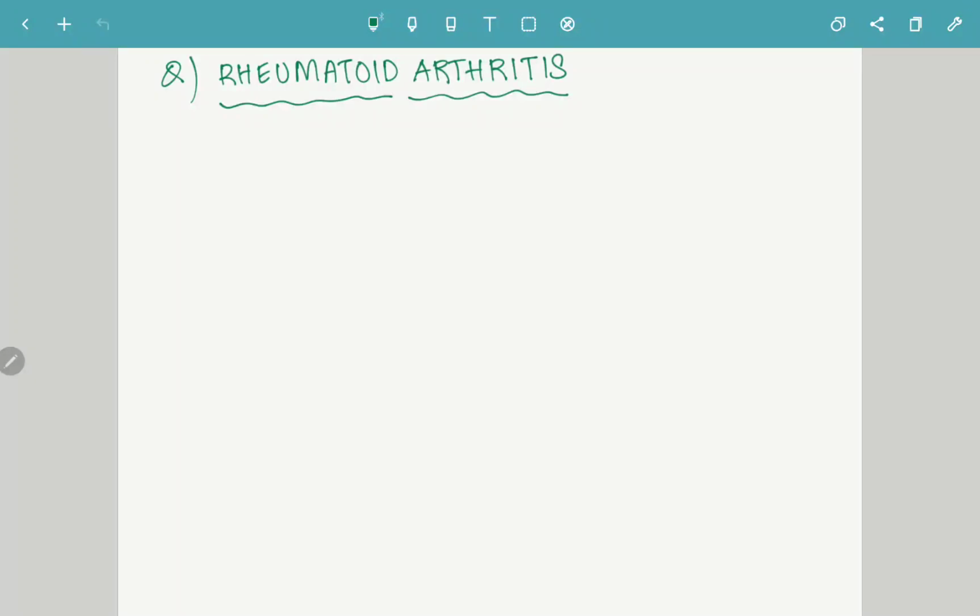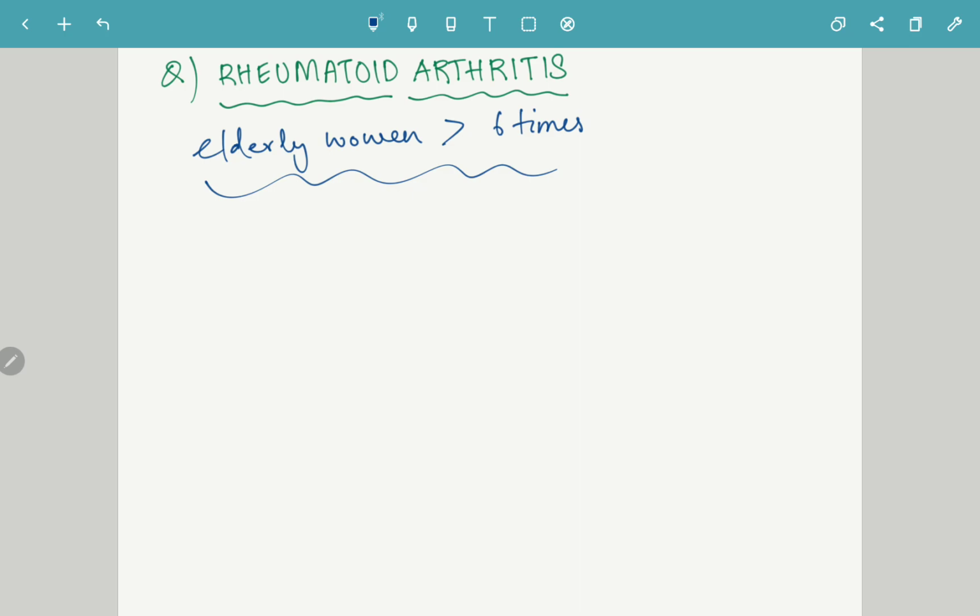So today we are going to study a very important topic, which is rheumatoid arthritis. It is a very frequently asked question in orthopedics also. In rheumatoid arthritis, women, especially elderly women, are around 6 times more commonly affected as compared to younger ones. So elderly women is a risk factor.